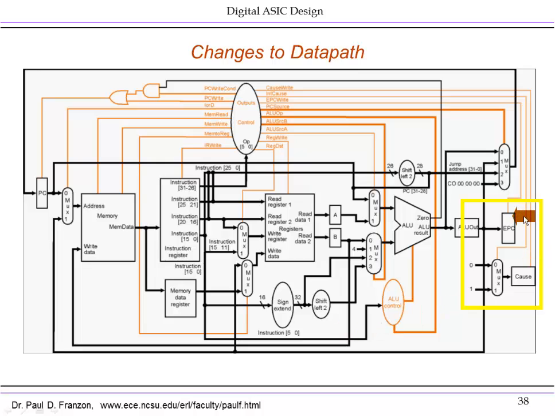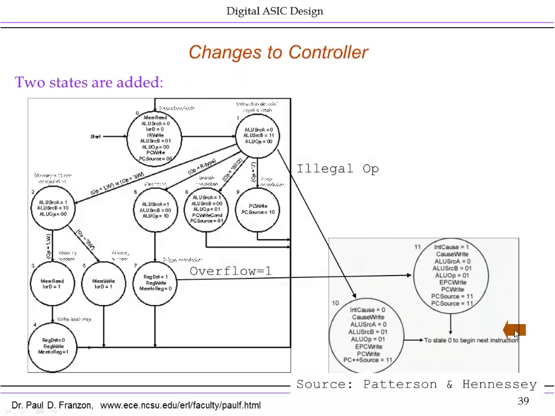To do that, we're going to add these two registers that we need: the exception program counter, which is the return address, and the cause register, indicating whether it's an overflow or illegal instruction. We also have to modify the finite state machine. These are the modifications for the finite state machine.